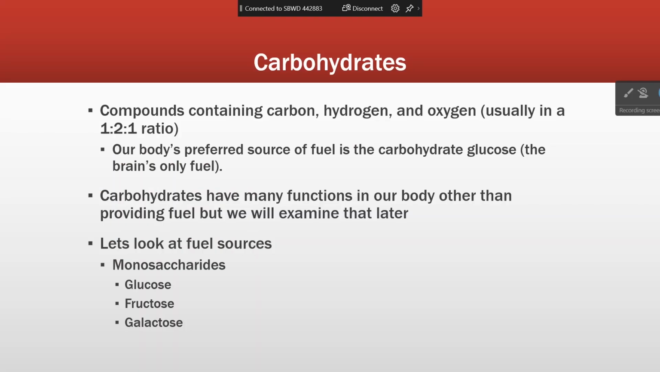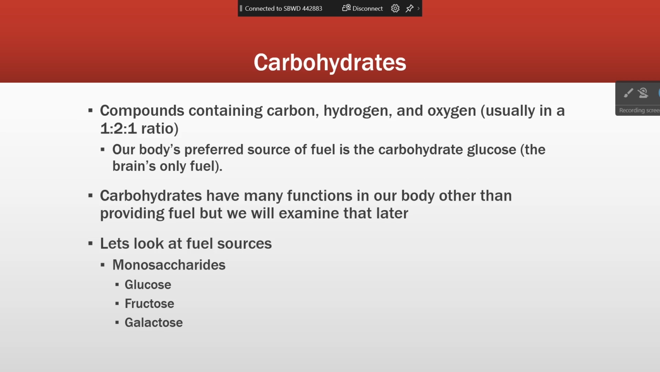Carbohydrates: carbon, hydrogen, oxygen, usually a 1-to-1 ratio. Okay, good thing to remember. It's easy to pick up on those sometimes when you see glucose written out, C6H12O6. If you're not used to seeing that, that can be a good reminder: oh, that's a carbohydrate.